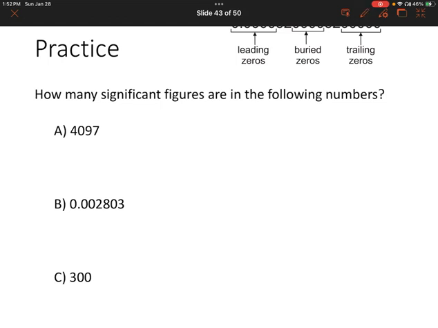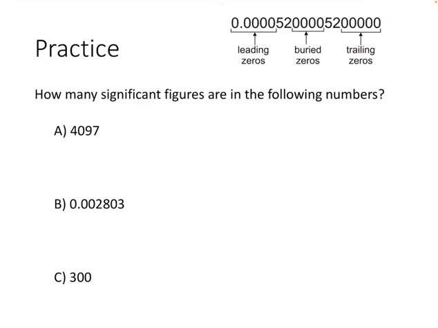Okay, so let's practice. I have a reminder up above of what leading zeros look like, buried zeros, and trailing zeros. How many significant figures are in the following numbers? The first one, we have 4,097. Second value is 0.002803. Last value is 300. See if you can figure out how many sig figs each value has using the rules we just went over. And then once you unpause the video, we'll go over it together.